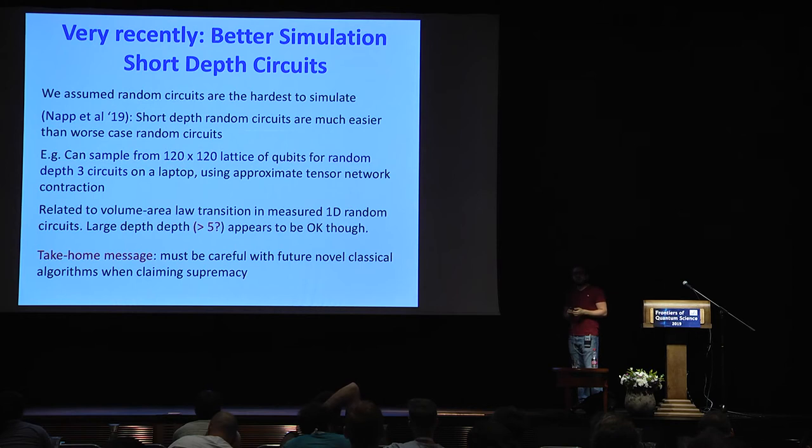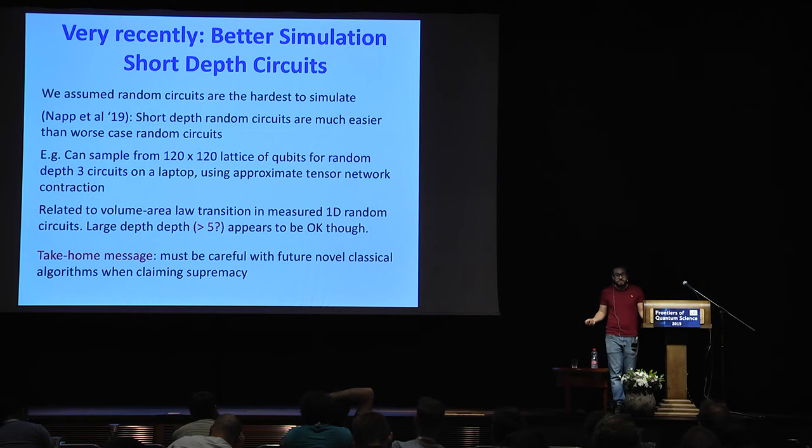But why did I mention this? Because there's a take-home message: we must be really careful with future novel classical algorithms when you claim supremacy. Supremacy, when it is achieved, is indeed correct, because all these benchmarks were very well and carefully done. But someone might come up with a better simulation method, and then that's it. So let me just tell you how we do it.